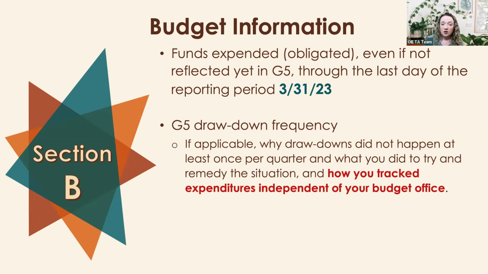And so we would want you to talk about how frequently are you completing drawdowns? And if it didn't happen at least quarterly, what are you trying to do to fix that situation? Are you meeting with the budget office? Have you set up a drawdown schedule with them? Whatever you're doing to try to fix that, and how you're tracking your expenditures independent of your budget office. So how do you know what you've expended throughout the year?